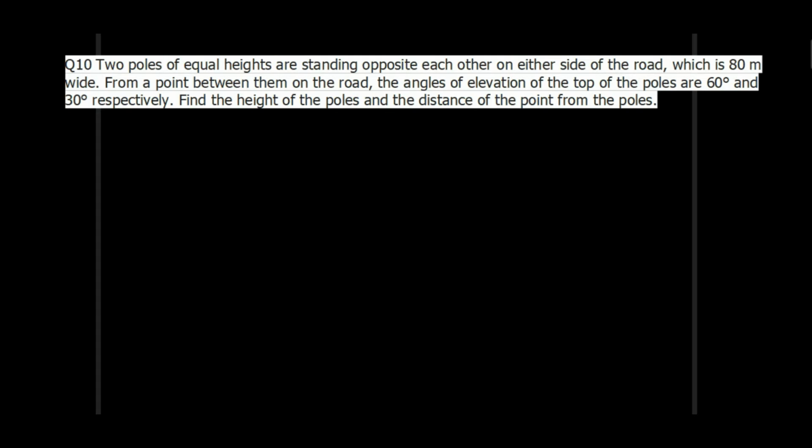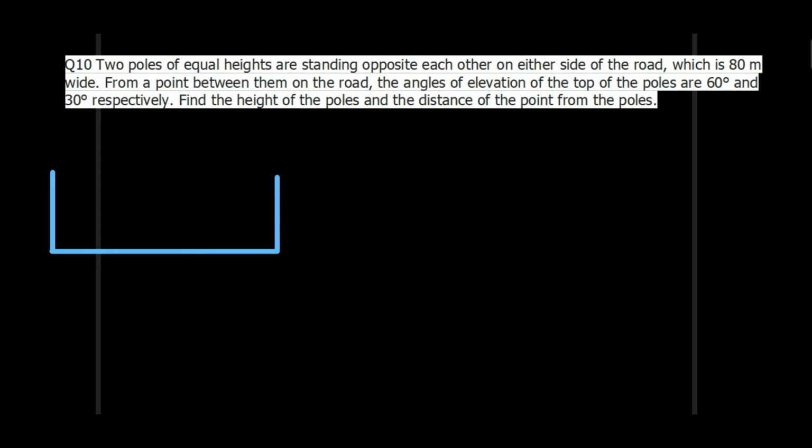Find the height of the poles and the distance of the point from the poles. So first of all, let us draw the ground. Say this is the ground on which this is the road actually. On either side of the road, two poles of equal height are standing. So there is one pole standing on this side, and of the same height there is another pole standing on the other side of the road.